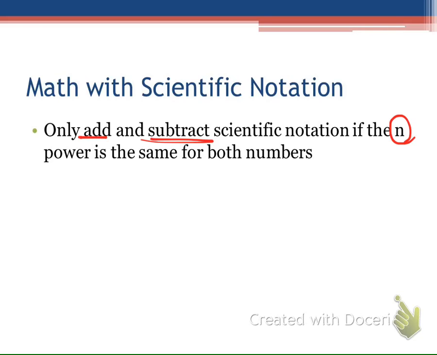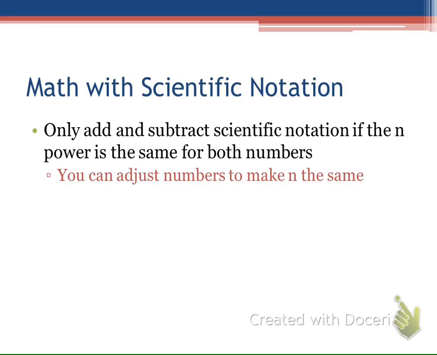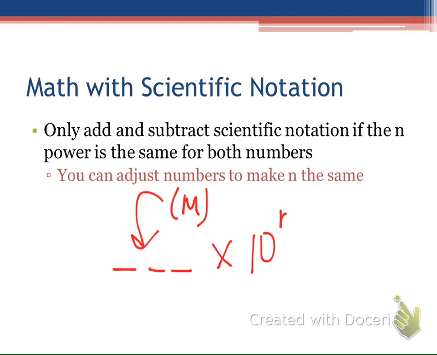And we can adjust our number, our m value, outside of the 1 to 10 range in order to complete this. This is the only time that we can adjust that m outside of the 1 to 10 range, if we need to add and subtract using scientific notation. That means we can adjust the m value, the blank times 10 to the whatever, outside of 1 to 10 if we need to make n the same.